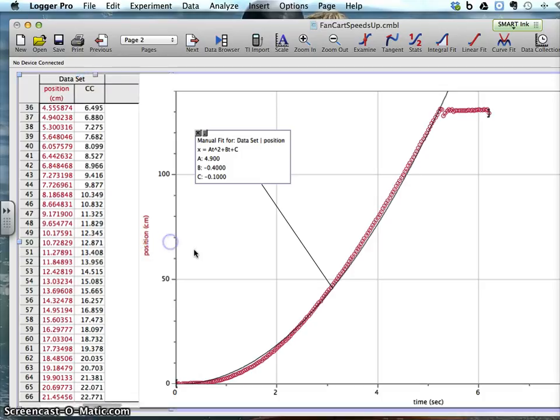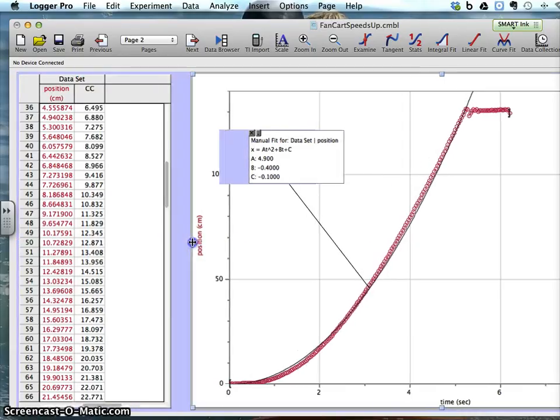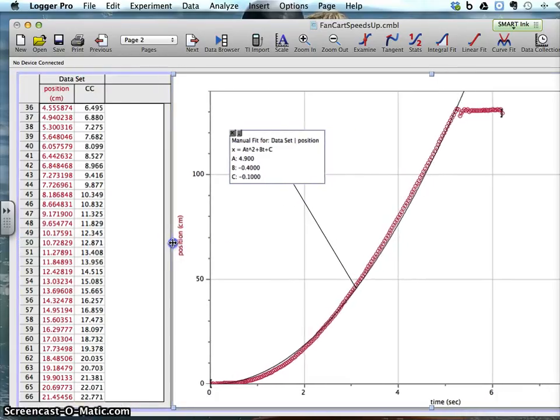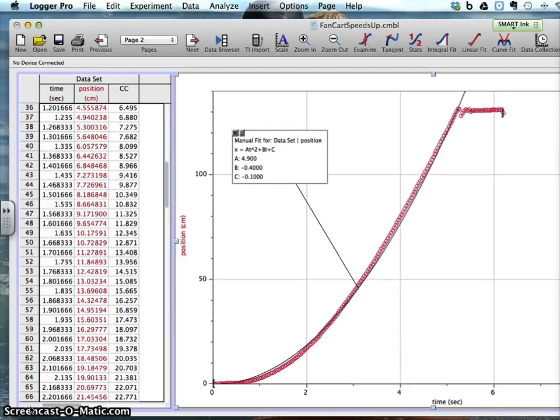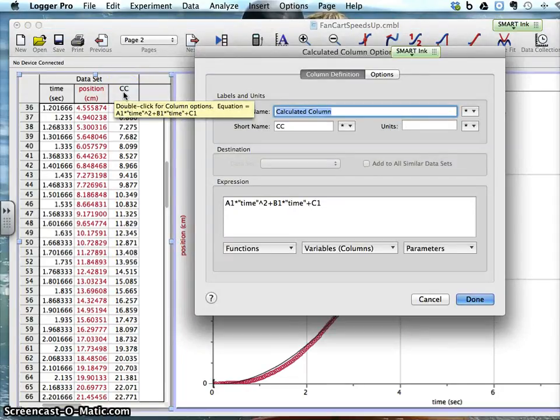And I'm like, there, let me move this over. Probably the only thing I don't like about Logger Pro is it hides stuff. It makes stuff and hides it, which I hate. So that's why I made my data table bigger. The CC stands for calculated column. That means nothing to me. So I'm going to rename it best fit curve position.